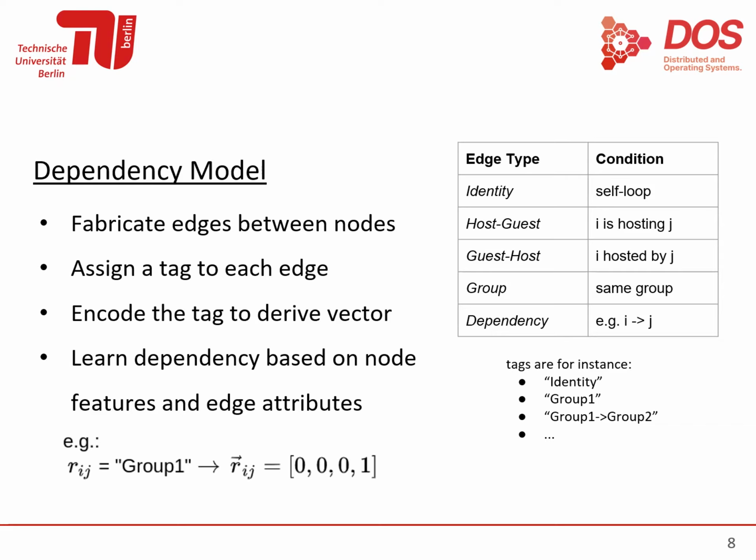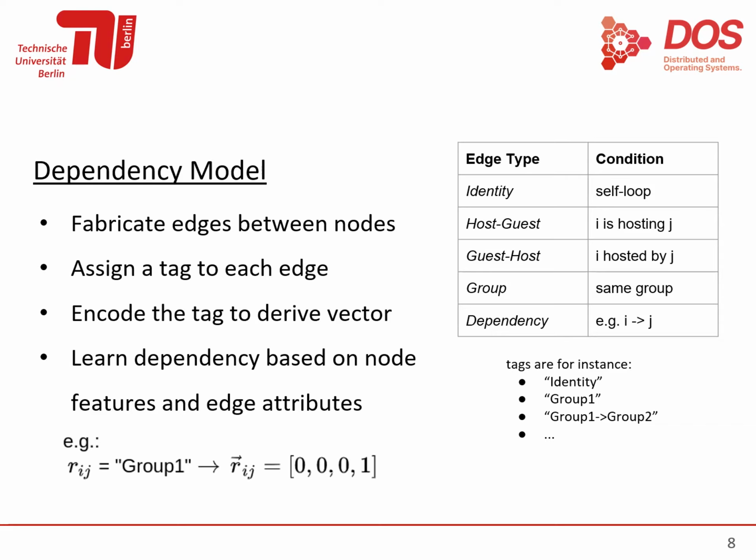On the right-hand side, you can see a table of edge types that we have defined. While the very first three are self-explanatory, we use a unique group tag for each unique group, and we use a unique dependency edge tag for each unique directed dependency between two systems. And here you can see examples for such tags. For instance, the identity tag is just the word identity, but for group 1, it's group 1 as a tag, and then we have a dependency from group 1 to group 2, and this is also a unique tag.